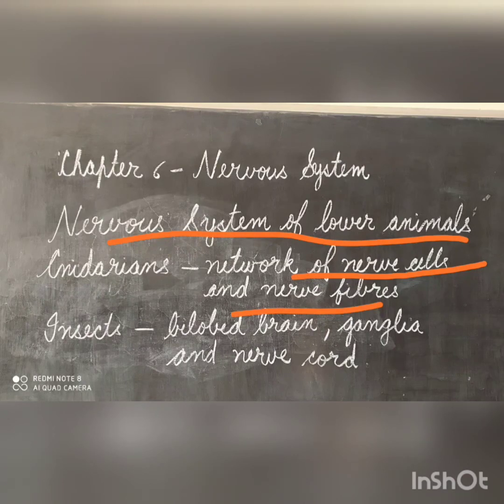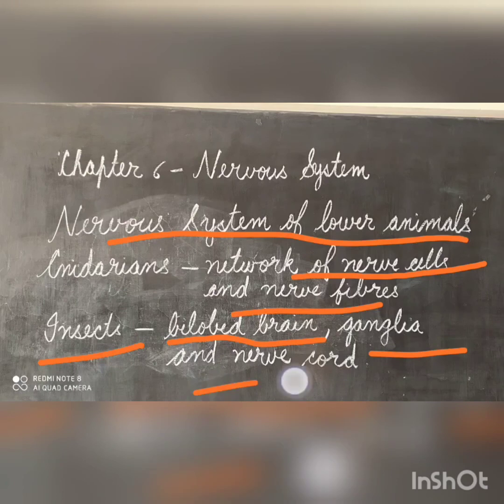In case of invertebrates such as insects, the nervous organization is further advanced. In addition to a small bilobed brain, their body possesses structures called ganglia and nerve cord arising from the brain that help to coordinate the working of the animal's body. From each ganglion, many small nerves arise which go to different parts of the body.